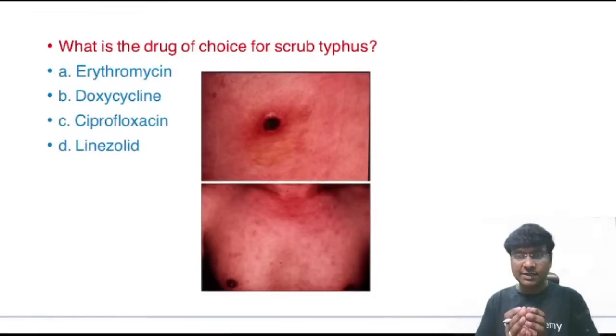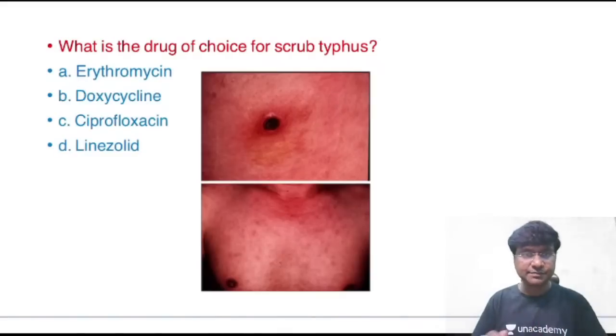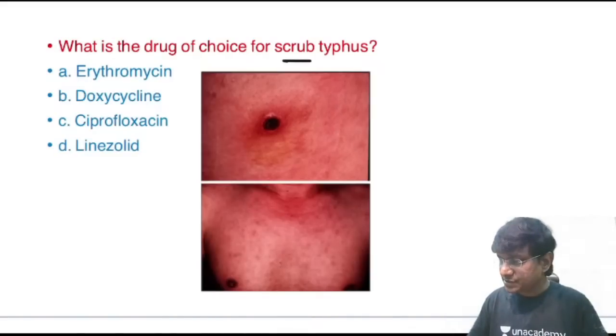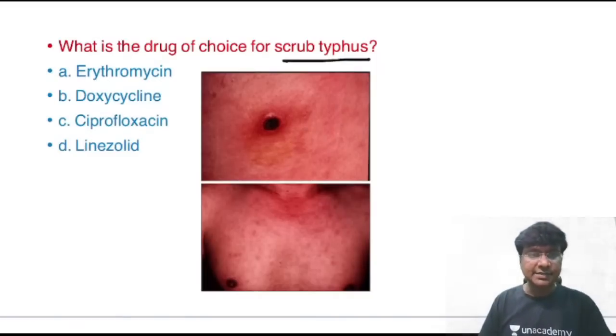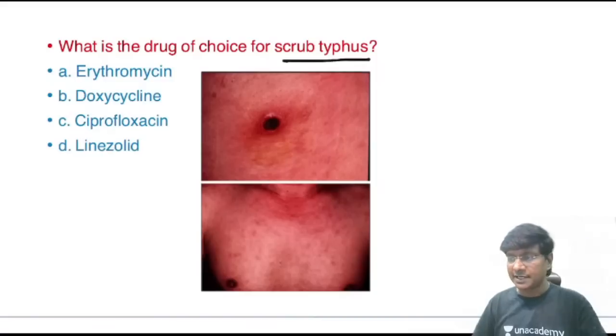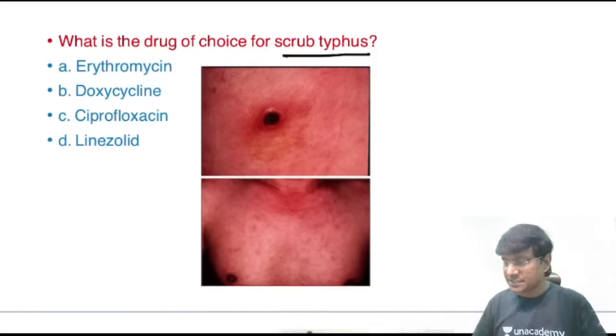So I will discuss all the topics in the form of a question. Now, what is the drug of choice for scrub typhus? Erythromycin, doxycycline, ciprofloxacin, linezolid. And I'll give you complete details about scrub typhus. So anyone want to make an attempt at this quick question? What is the drug of choice for scrub typhus?